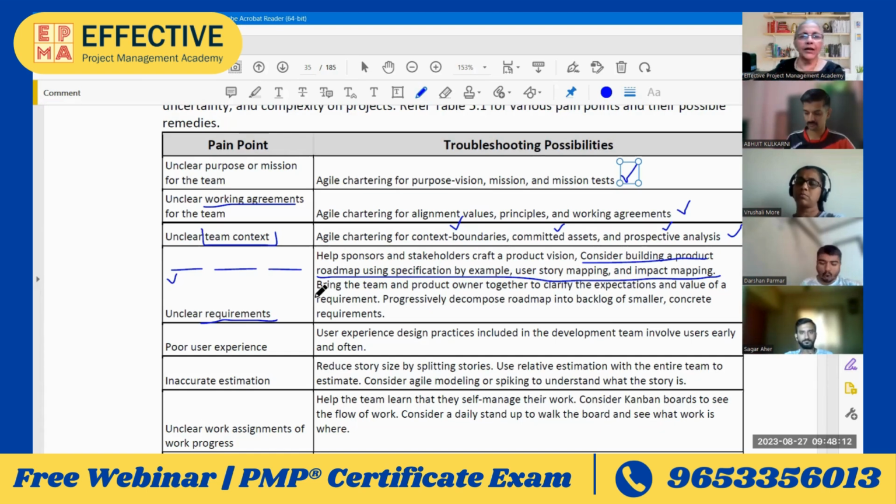That's why the team is not clear. So help the PO explain everything so that the team gets clarity. Bring the team and PO together to clarify the expectations.